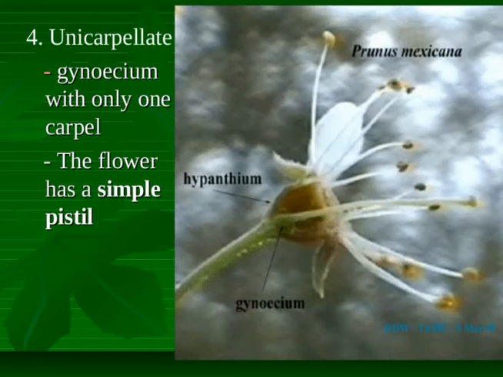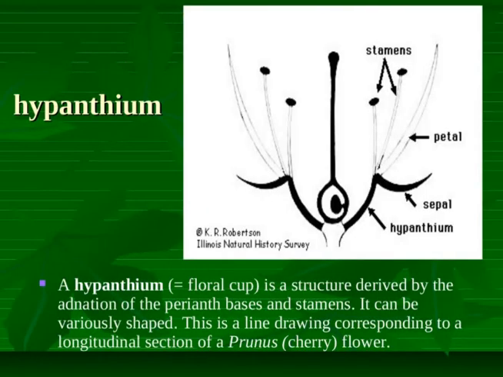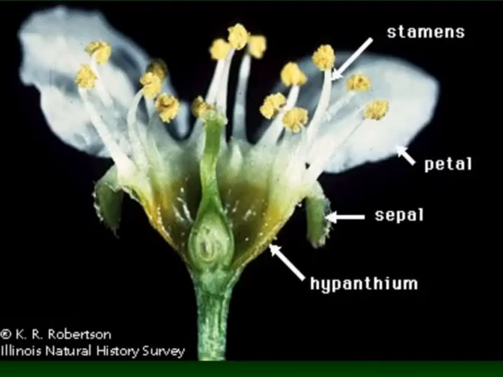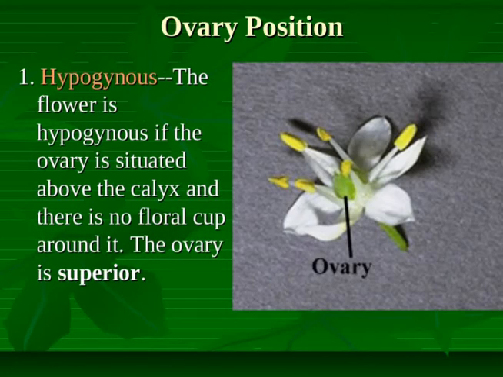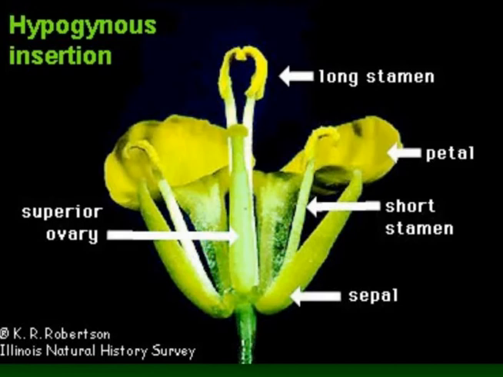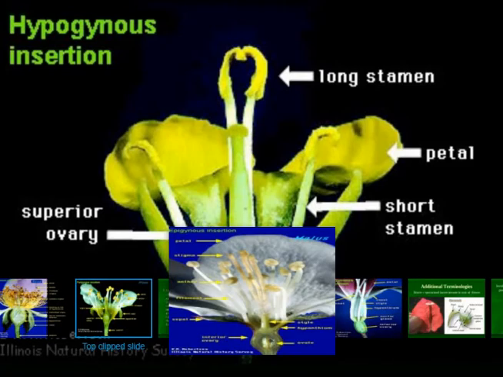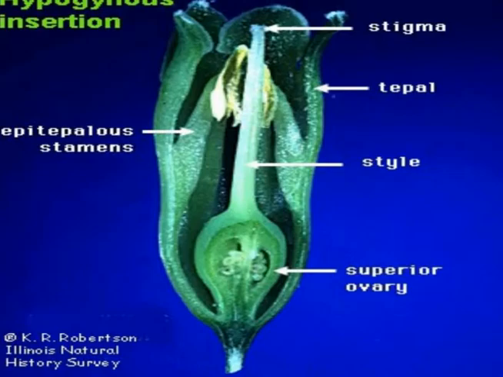So, when only one carpel is present, that flower is called unicarpellate. Otherwise, it is called multicarpellate. Now, depending on the position of the ovary, if the ovary has a superior position above the sepals, petals and stamens, that is called the hypogynous condition. See, the sepal is at the bottom, then comes the petal, then the stamen, and then comes the carpel. This is called the hypogynous condition.